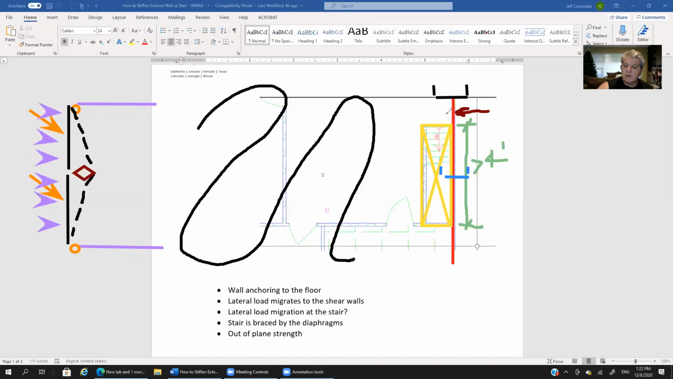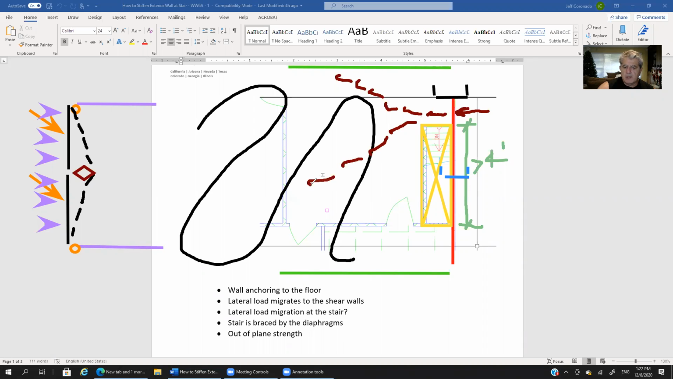So that means the force is kind of going its merry little way right here. Ultimately, this migrates out here. I might be shortchanging this a little bit, but let's just say that ultimately we've got a shear wall out here and a shear wall down here that goes from left to right. So this pressure will migrate into the shear wall here, and it will migrate into the shear wall that's down here.